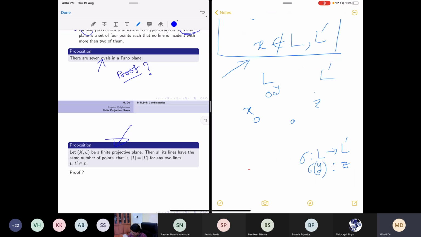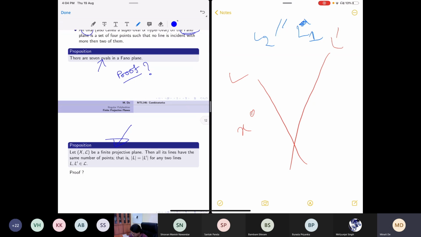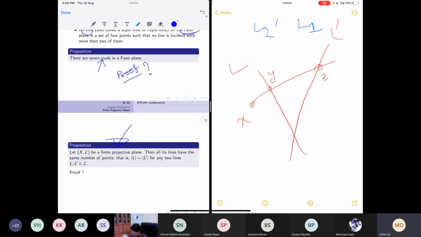So the picture was like this, right? Okay, what was the picture? I forgot. Let us do the picture. So I have x here. I have one line L, and another line, let's say this is my L dash. So I just took one point y, and I project that xy into L dash, and let's say that is my z, and that was my bijection. So this function will take y to z, L to L dash.